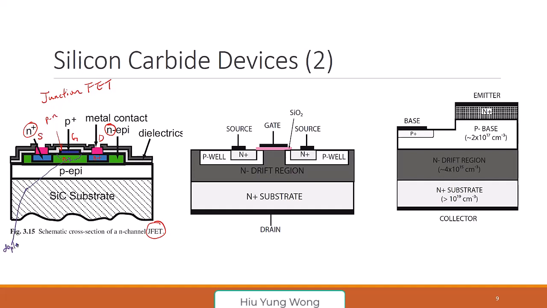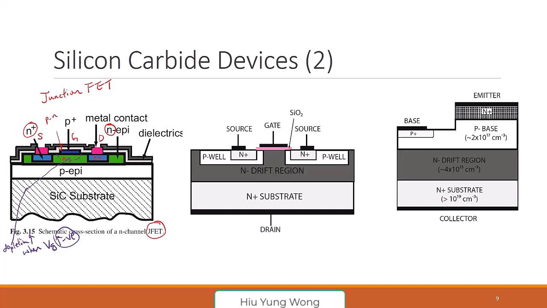Depletion increases when VG becomes more negative, and that's how you control the device. Apply a negative bias, it depletes all the electrons inside, and then it is no longer conductive. Is that okay? So this is one type of device you see very often in power electronics.